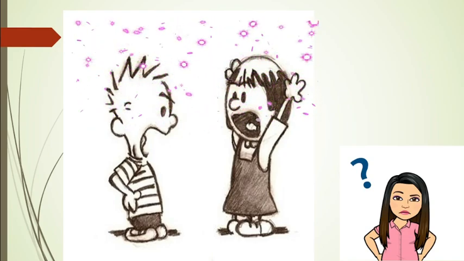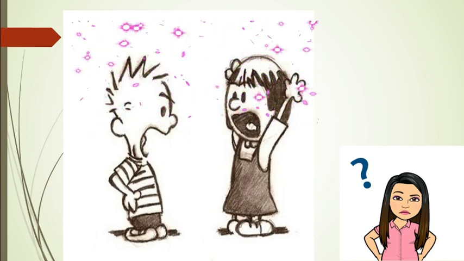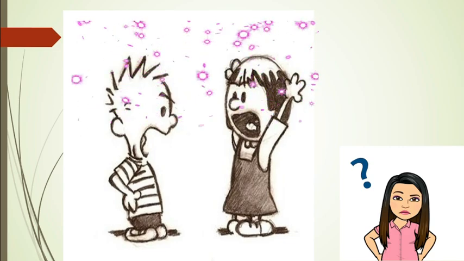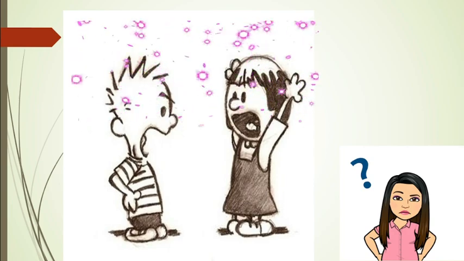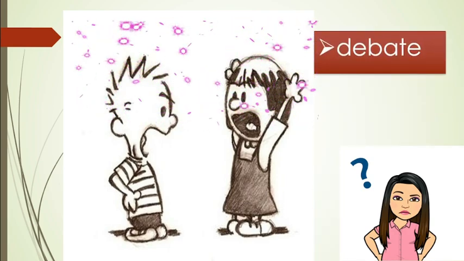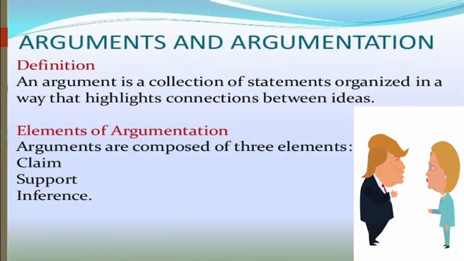Let's start our lesson in this simple illustration. Take a look at these two characters. What do you think is happening between them? You are right. They seem to be having a debate or more like an argument. So by formal definition, an argument is a collection of statements organized in a way that highlights connections between ideas. Arguments are composed of three elements. These are claim, support, and inference.